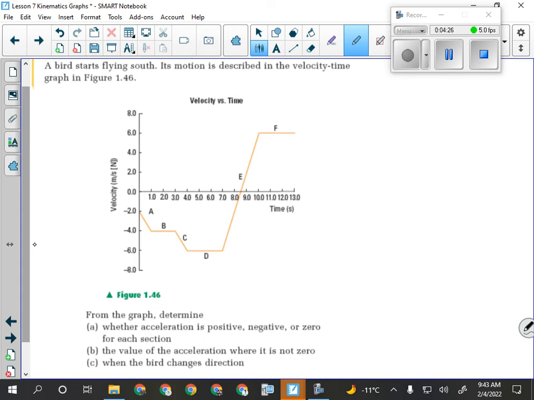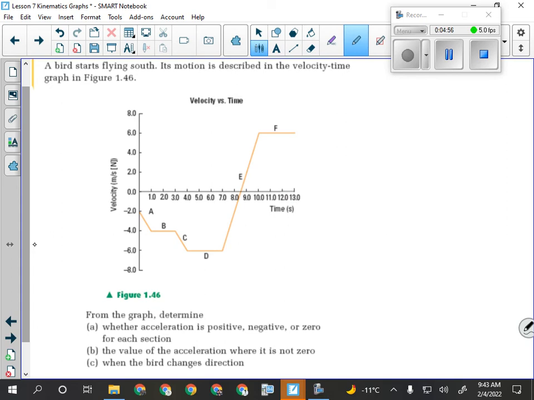And then in part B, what's the object doing? Right, staying at a constant velocity of negative 4 meters per second. And then in part C, it accelerates negatively again. So it's going faster in a backwards direction. It goes from negative 4 to negative 6 meters per second. And then in part D, constant velocity of negative 6 meters per second.